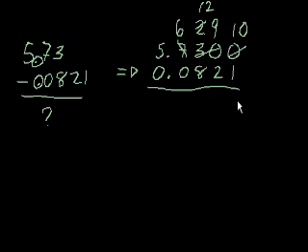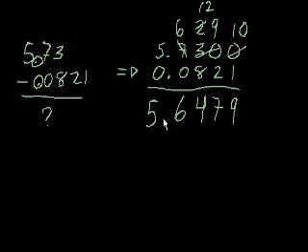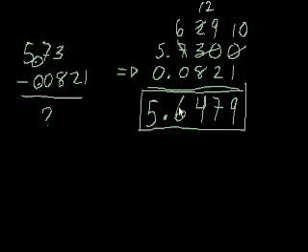10 minus 1 is 9. 9 minus 2 is 7. 12 minus 8 is 4. 6 minus 0 is 6. 5 minus 0 is 5. And we just bring down the decimal point. So there's our answer. 5.73 minus 0.0821 is equal to 5.6479. There you go. I probably confused you, so let's do some more problems.